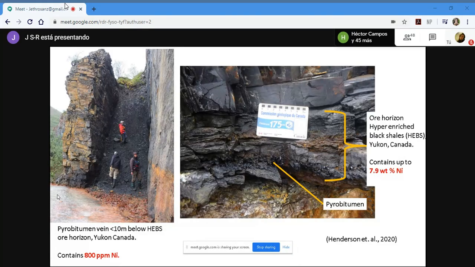Also, an interesting point is that within 10 meters, so 10 meters below the ore horizon, we have found these extremely large pyrobitumen veins, which are also highly enriched in nickel. And we consider that these pyrobitumen veins may be the relics of hydrocarbon fluids that became emplaced in the rocks and froze up over time.